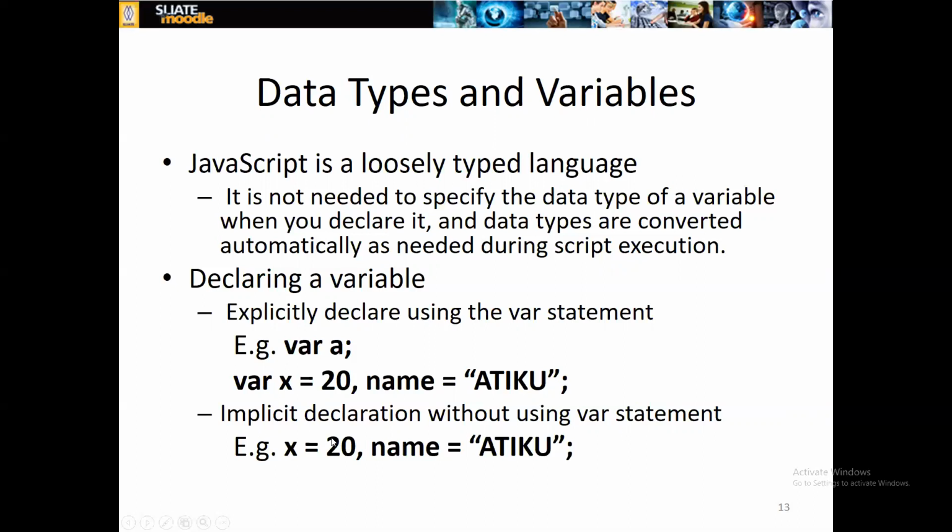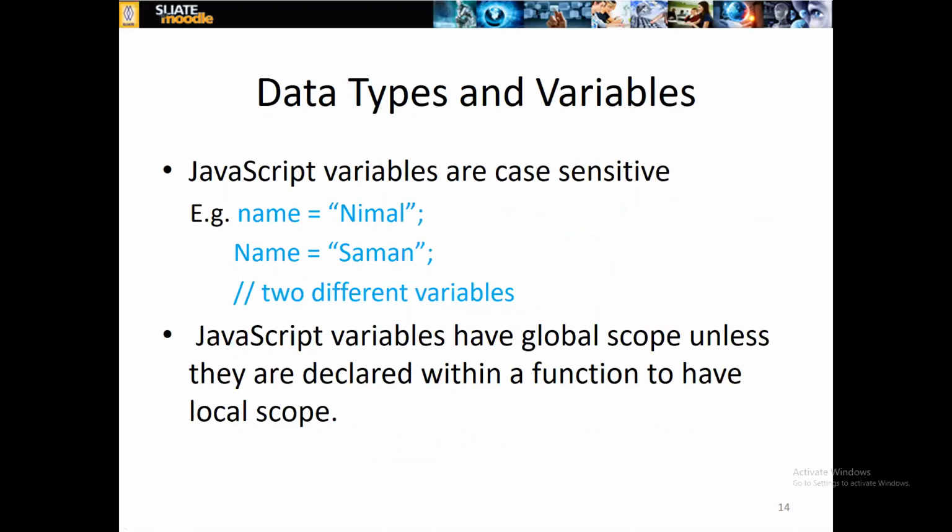That is one way. And if you are using var, that means explicit declaration, you have to use the var. Var can be used for any data type, any kind of variable. Var is a common keyword, and you have to use the variable name here. Then you can assign a value. In implicit, you don't need var. You can directly give the variable name here and assign a value. Right. This is how JavaScript variables work.